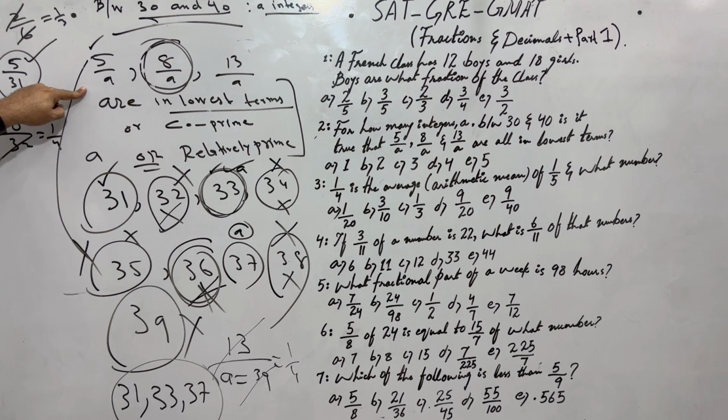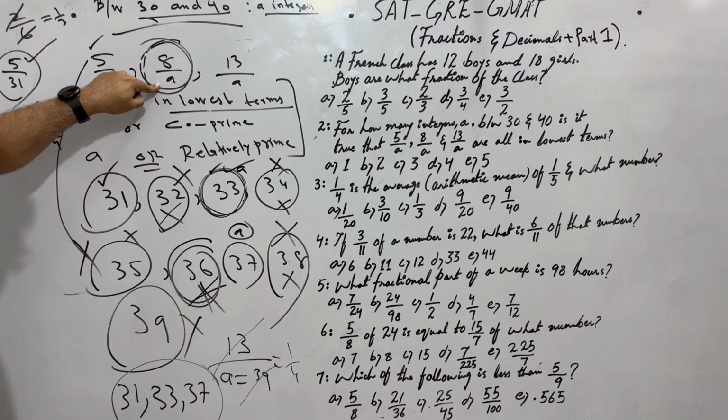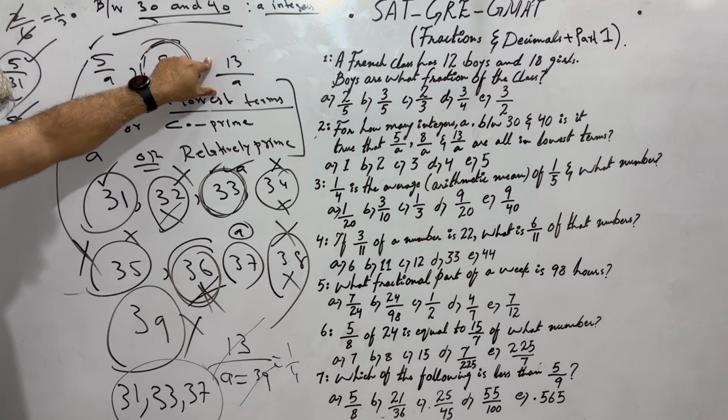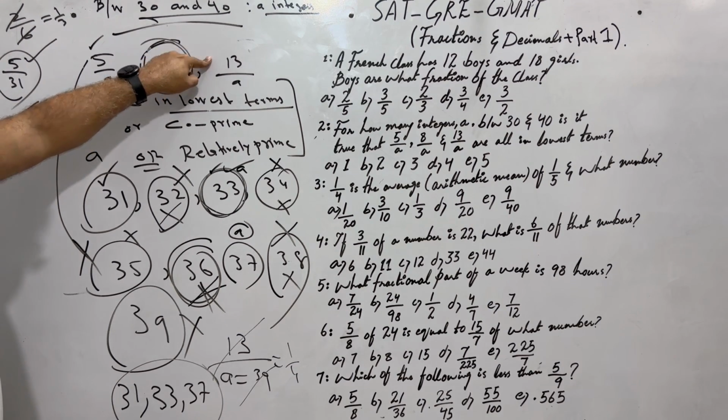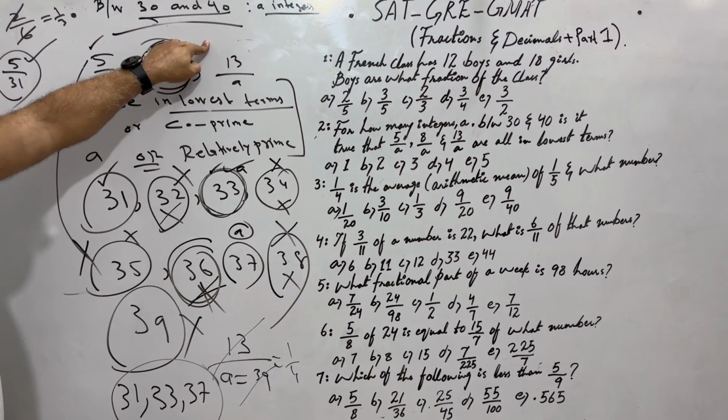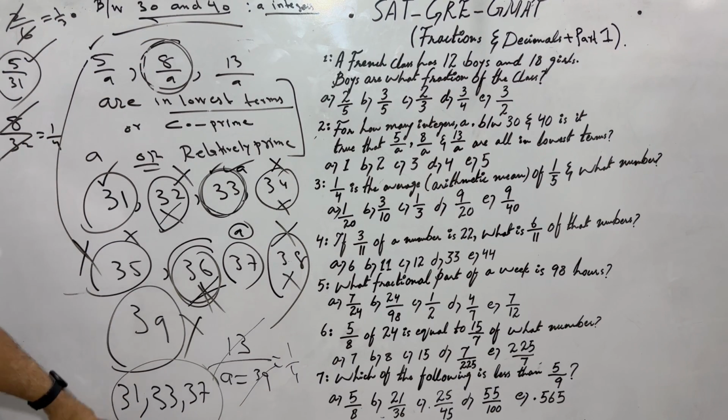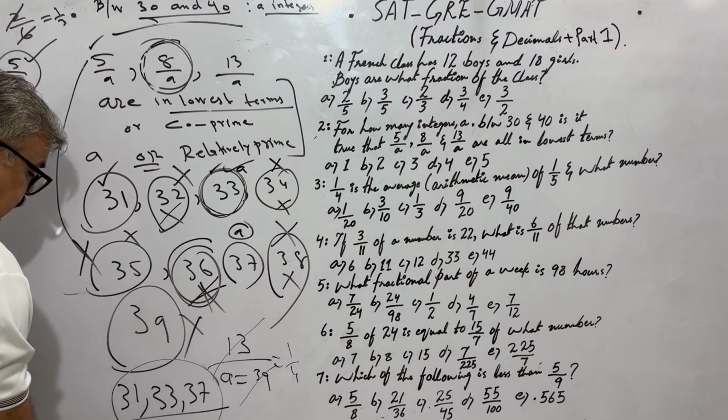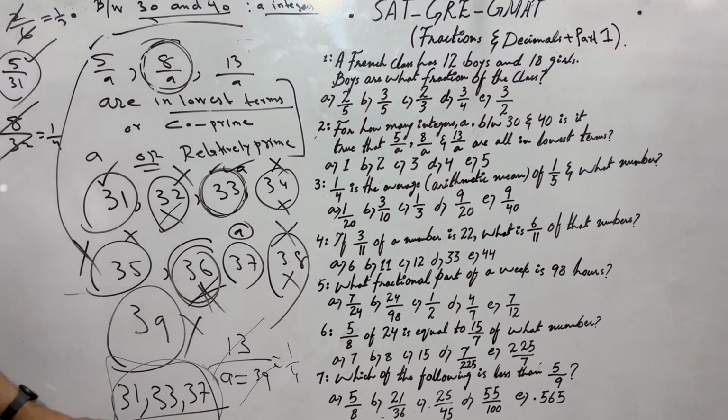5 over 31, nothing is common. 5 over 33, nothing is common except 1. 5 over 37, nothing is common except 1. 8 over 31, 8 over 33, 8 over 37, nothing is common. 13 over 31, 13 over 33, 13 over 37, nothing is common. So these are our 3 numbers. These are the values of n.